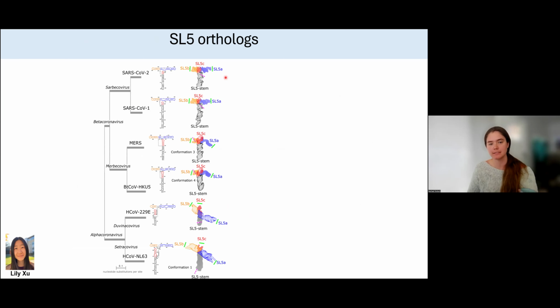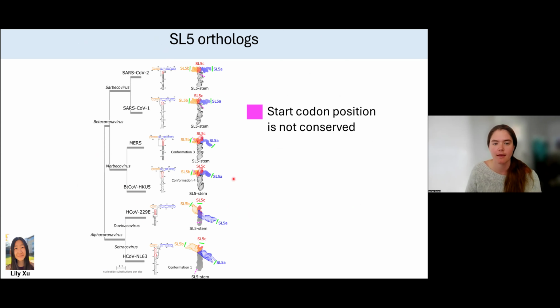All right, so to skip to the chase, all this methodology enabled us to solve the structure of 6 different orthologs, so SL5 from 6 different coronavirus species, 4 in the beta coronavirus family and 2 in the alpha coronavirus family. And with all of these structures, the main question comes: what is structurally conserved in these RNAs?